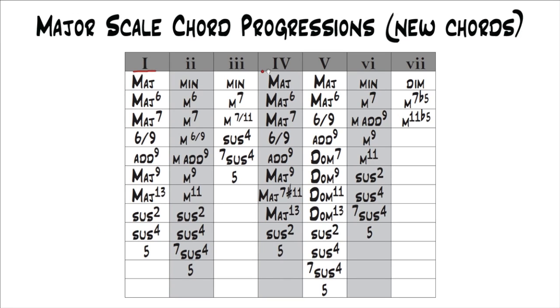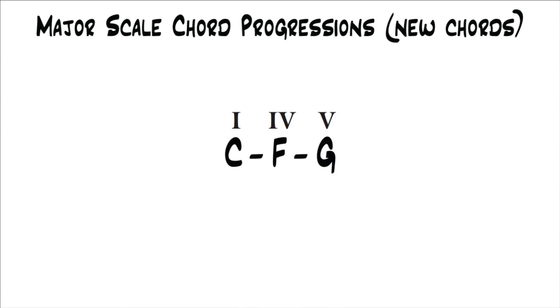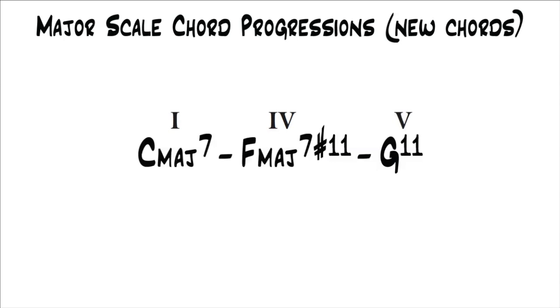But if we wanted to use some of the chords from this chart, if we wanted to look at the 1, 4, 5 and choose from these chord types now instead of just the triad or just the seventh chords, we can come up with really interesting sounds. We could do something like a C major 7 for the 1, an F major 7 sharp 11 for the 4, and a G 11 for the 5.